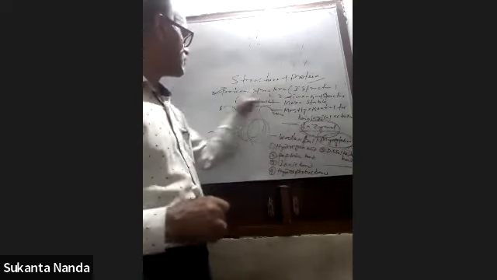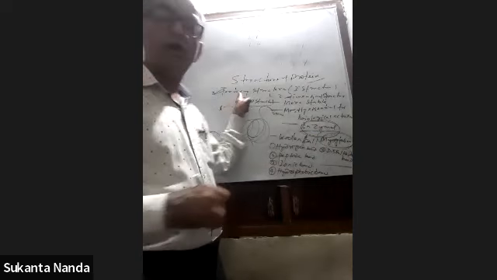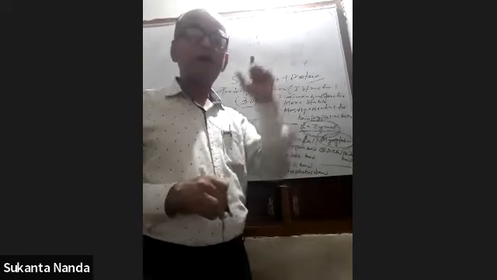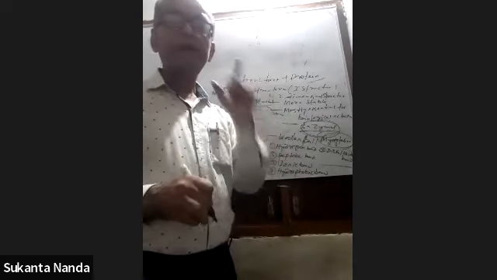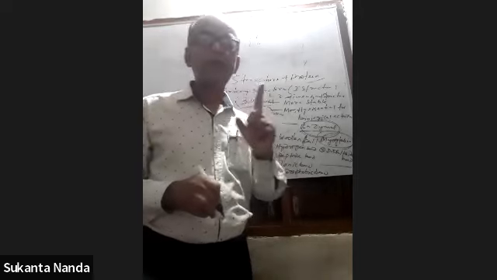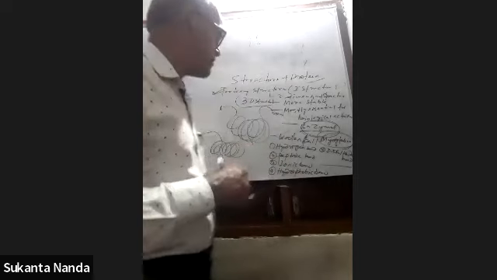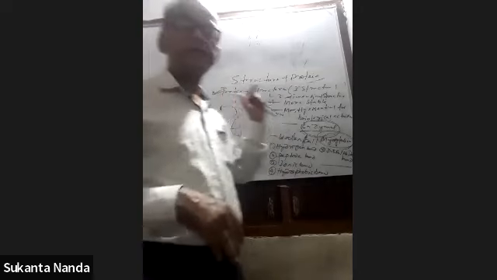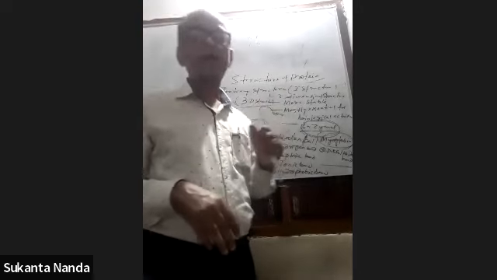Myoglobin is also an example of a tertiary structure. Myoglobin is otherwise known as the oxygen carrying pigment in muscles. That is very important. You must remember it. Then students, we will come to the last one, that is quaternary structure.